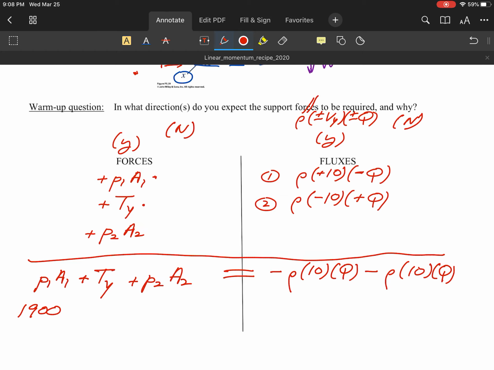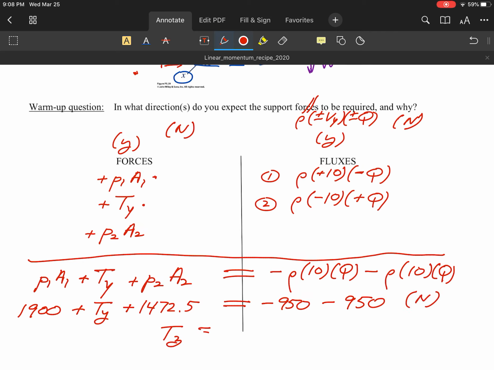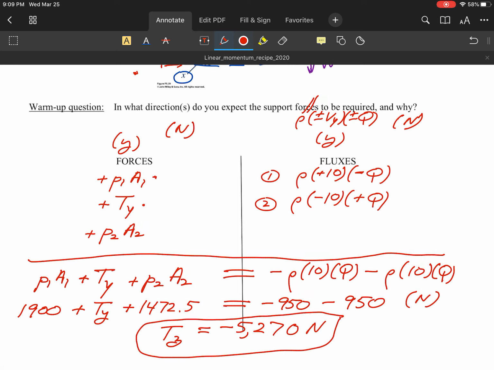Anyway, if you plug in the different numbers that you're given, you have 1900 plus T sub y plus that P2A2, which is 1472.5. That is equal to minus 950, and actually the same, right? Minus 950. Okay. And what you get if you rearrange, and these are newtons, of course, is that T sub y is equal to negative 5,270 newtons, okay? And that would be your answer for this problem, okay?